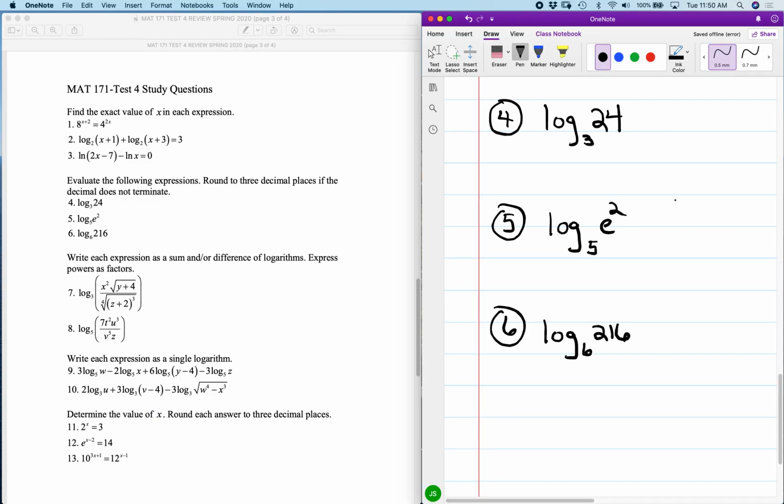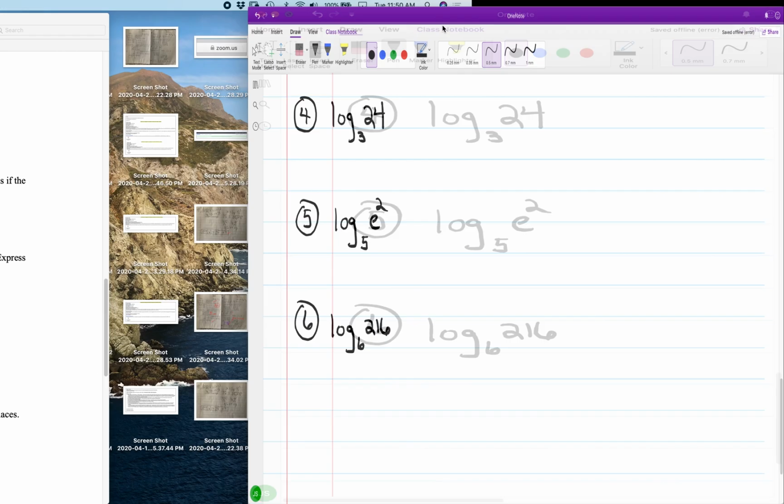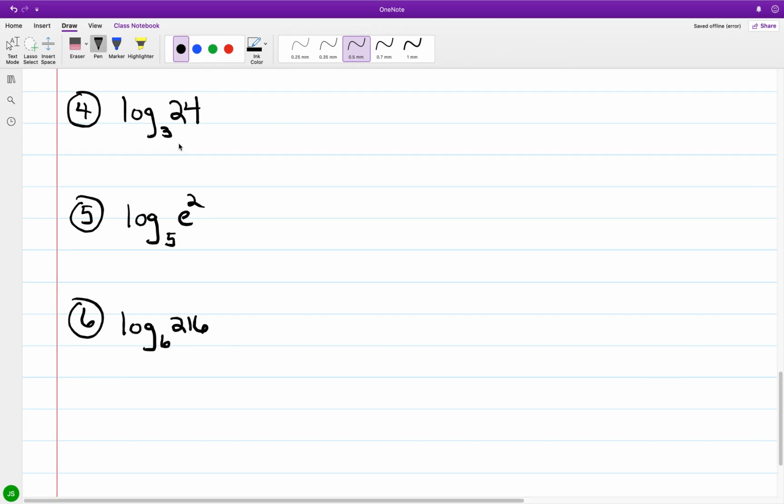Okay, for numbers 4 through 6, it says to evaluate the following expressions, rounding to the nearest 3 decimal places if the decimal does not terminate. So for number 4, you have a base 3 logarithm of 24. Now, in this particular case, 24 is a multiple of 3, but it is not an integer power of 3. And the only way we can determine or approximate this value is to use a change of base formula. And again, you can use either a natural or base 10 logarithm. We'll go with the base 10 logarithm in this case.